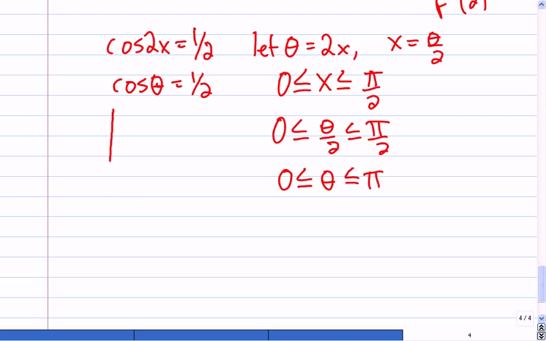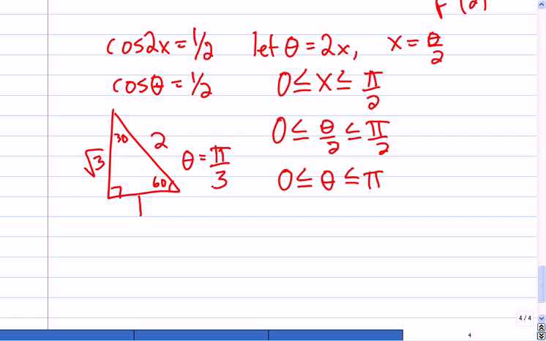To solve this equation, it's going to be in this triangle. This is 60 degrees. This is 30 degrees. So cosine will have a reference angle of 60 degrees, or in our world, that's pi over 3. And it's a positive number, so cosine is positive in those two quadrants. But this one here is out of bounds, so there is only one answer, and it's pi over 3.